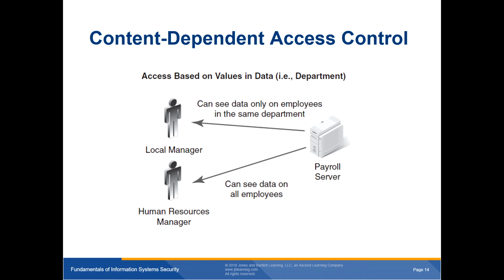Content-dependent access control. Based on the values in the data, the local manager here can see data on the employees in the same department, but the human resource manager can see data off the payroll server on everybody. And that's dependent on values in the data itself and who you are and what role you have. But it's dependent on the content.